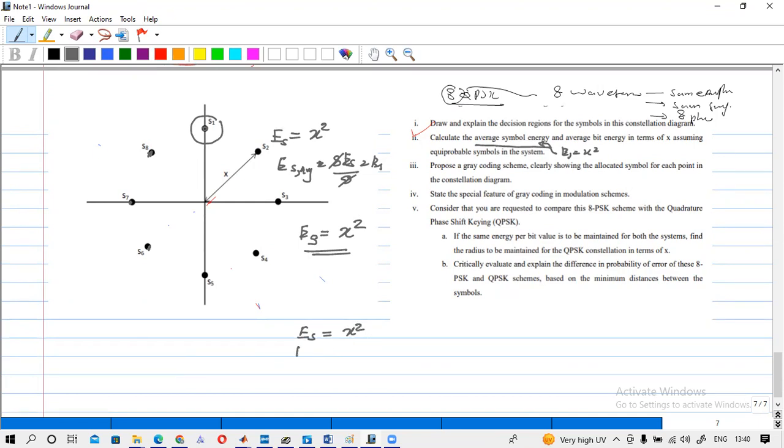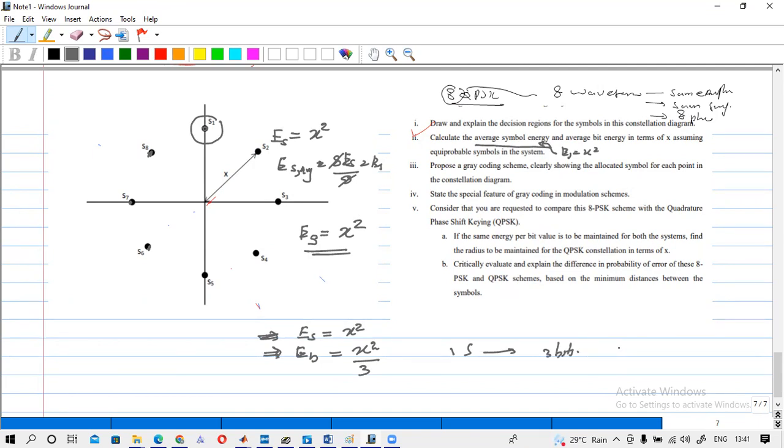To find the 1 bit energy, what you have to do? You have to divide this by 3. So this will be your average bit energy. So here in one symbol, you have 3 bits. So that is that.